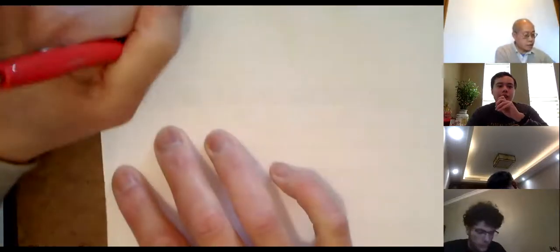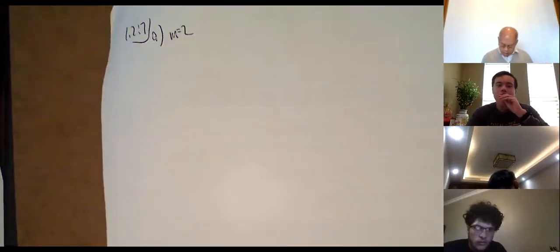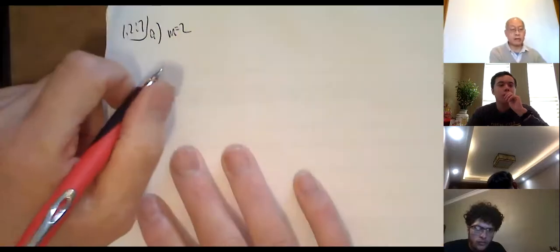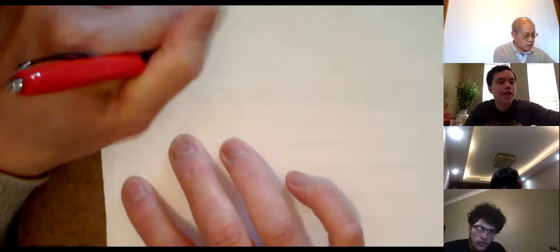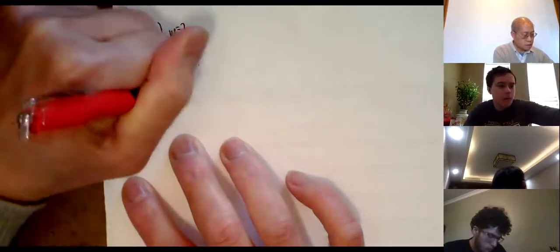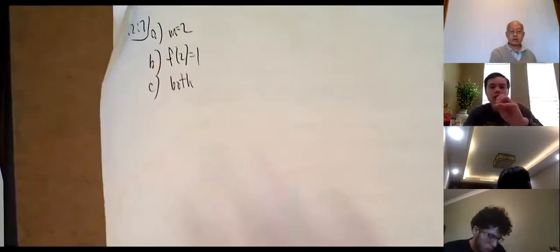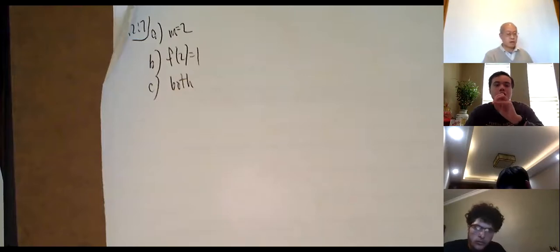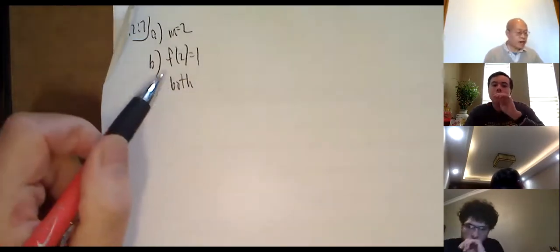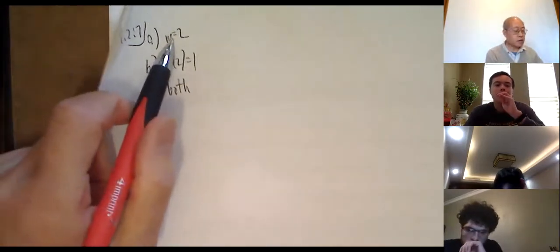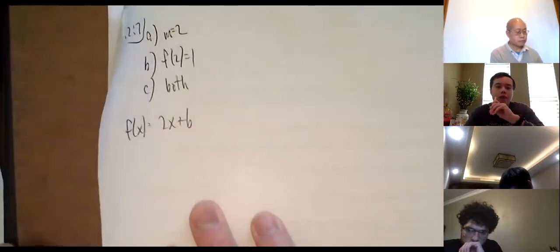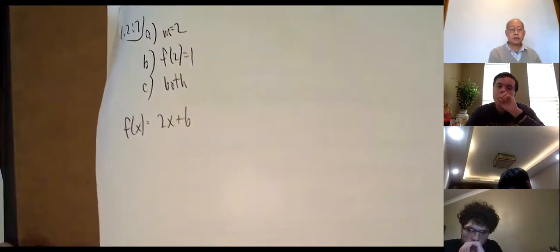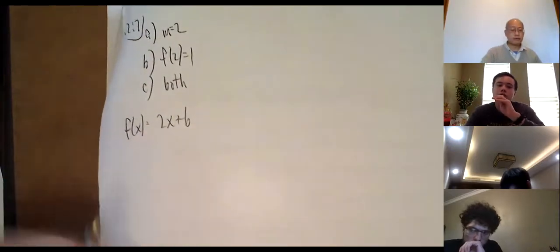Okay, so part A. Sketch several members of the family where the slope is 2. If you don't mind, I'm not going to write the problem down. You've got it there. B says f of 2 equals 1. And C, which one is both? All right, so find the equation of the family of linear functions all with a slope of 2. So mx plus b. There it is. Graph several members of the family. Well, they all have a slope of 2.